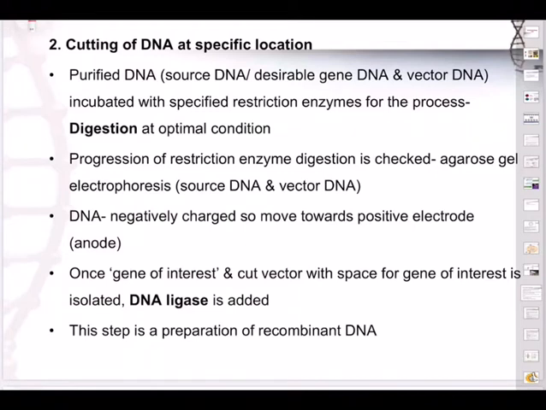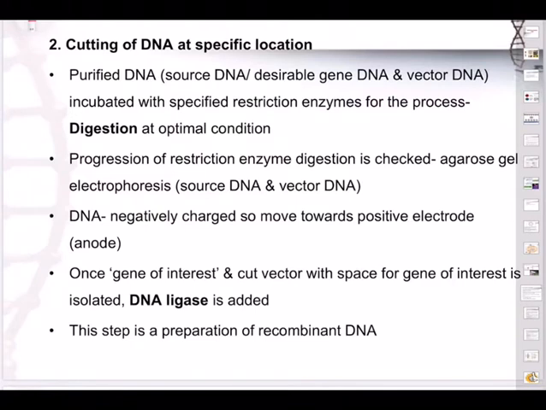Remember, we were talking about the sticky ends. This process of cutting DNA by restriction enzyme is called restriction digestion. With the help of DNA ligase enzyme, the complementary sticky ends of two DNAs are joined. This process is called annealing, to produce rDNA. So this is how we get the rDNA.